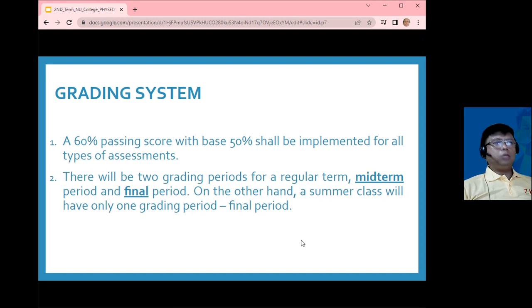So as much as possible, you try to pass these on time, okay, so that you won't be having any problems, especially that if you have not submitted anything on time, then I am going to be marking you as incomplete, which later on you have to file on your own. Okay, because once I submit your grades in the system, there's no turning back anymore.